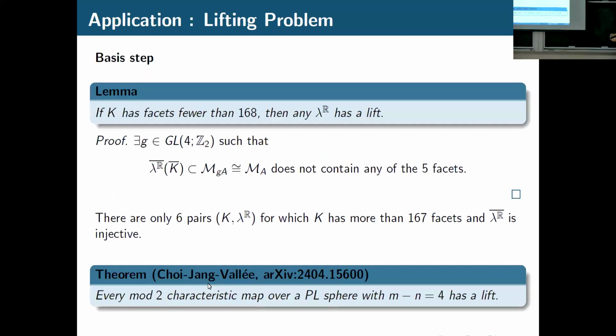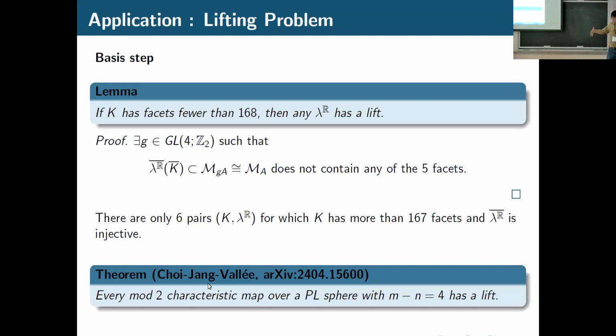As a base step, we could show that if K has fewer than 168 facets, then we can take some appropriate representation of K whose image does not contain any of the 5 facets. So we have a very strong lemma: if K has fewer than 168 facets, then any lambda has a lift.